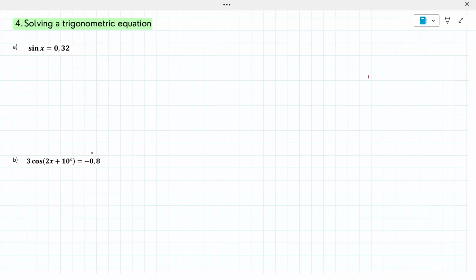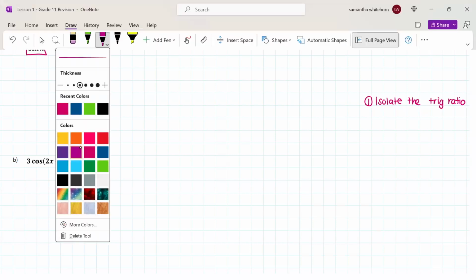Okay, apparently I'm not going to write it there or there. There we go. What we want is to isolate the trig ratio. So when we look at question 2, that'll become a bit more important. Right now in question 1, my trig ratio is isolated. So step 1 is done, I don't need to stress.